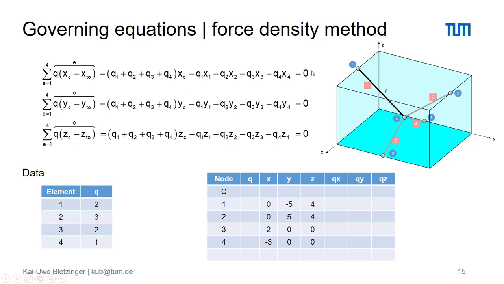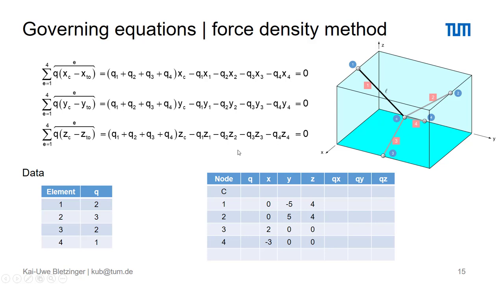So it ends up in these equations where we have here with respect to the coordinates of the center node, the sum of the force densities of the individual elements, and negative, the product of the force density of node 1 with x1, and again the force densities with the respective x coordinate of the related node. Here the product with the y coordinates of the related nodes, and here the product with the z coordinates of the related nodes.